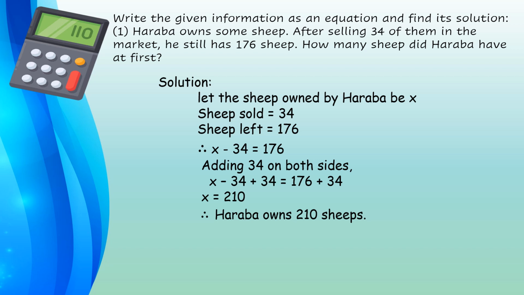But do we know the actual quantity of sheep with Haraba? No. So we'll write X minus 34, that is total sheep minus 34 sheep sold equals the left sheep with him, that is 176. Can we subtract 34 from X? No. So we'll add 34, writing the opposite of it. So X minus 34 plus 34 equals 176 plus 34. When we add, we get the answer as 210. That is the value of X. Haraba owns 210 sheep.